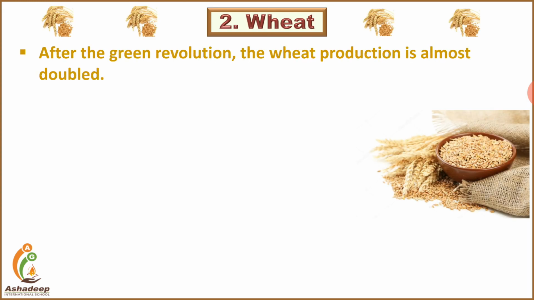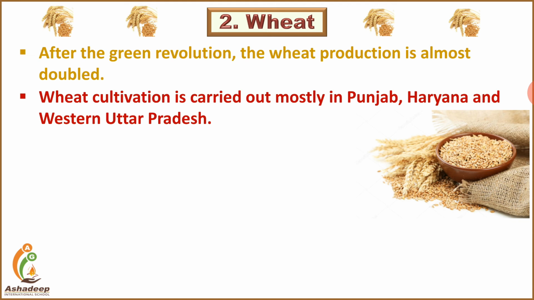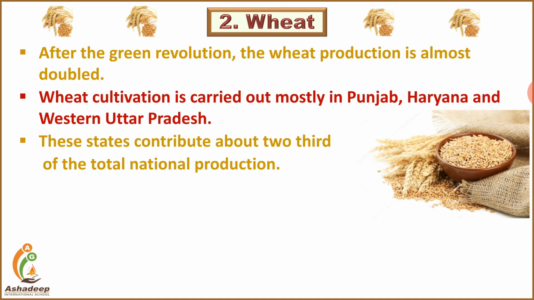After the Green Revolution, especially in 1986, wheat production almost doubled, and now India is totally self-dependent in the field of food grain production. It is cultivated mostly in Punjab, Haryana and western Uttar Pradesh, as these regions fall into a temperate zone. These states contribute about two-thirds of the total national production. Okay, which are the states? Punjab, Haryana and western UP. So you should keep this in mind.